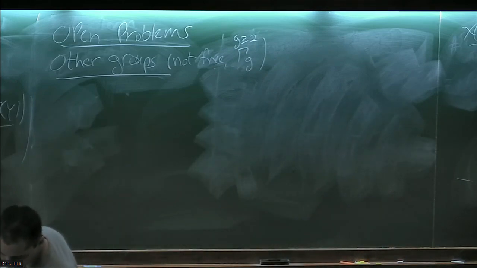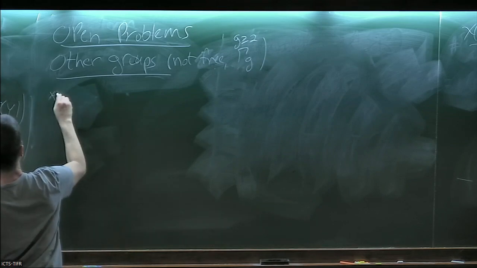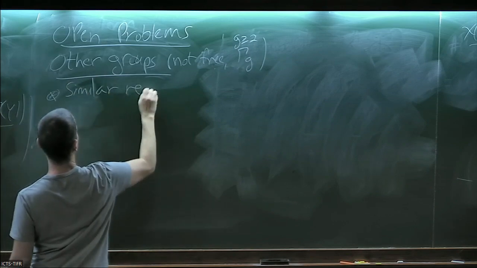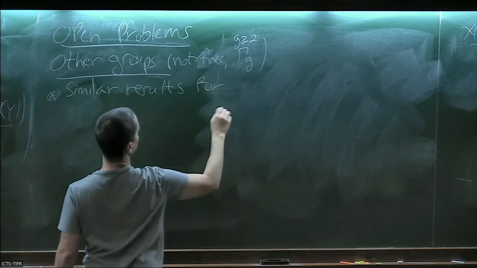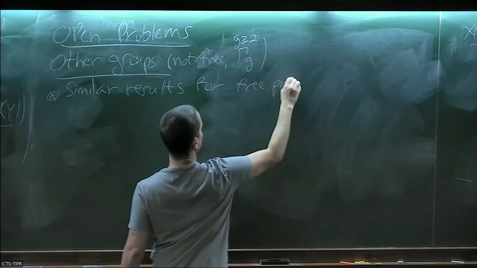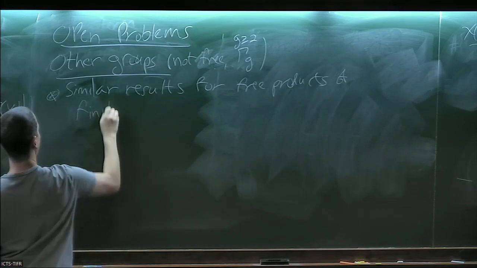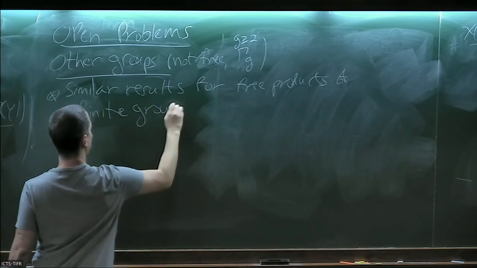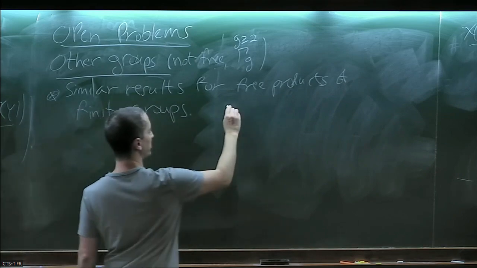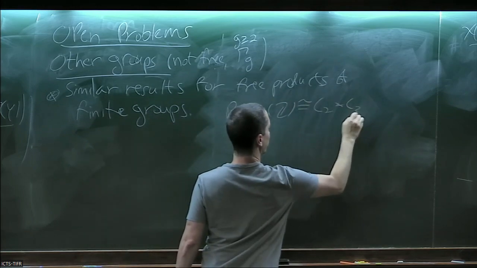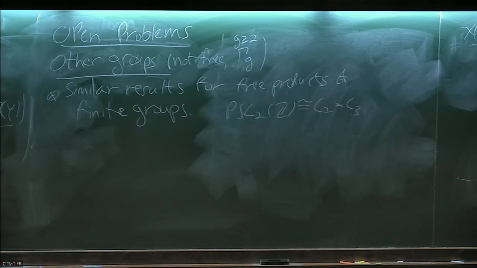I should say that this is known. We have similar results for free products of finite groups. For example, you can think about PSL2Z, which is the free product of C2 and C3, and there are some other Fuchsian groups of this type. So we have similar results, but with some twists.